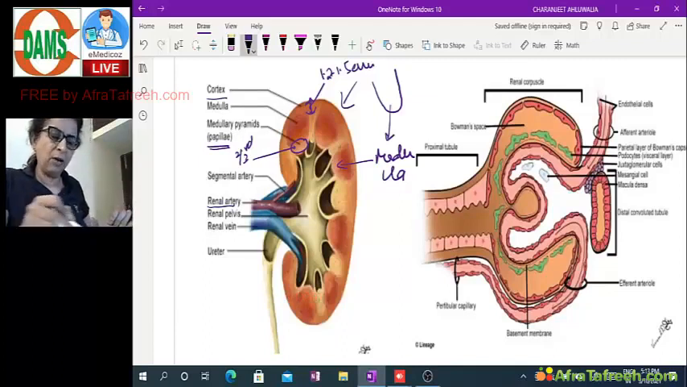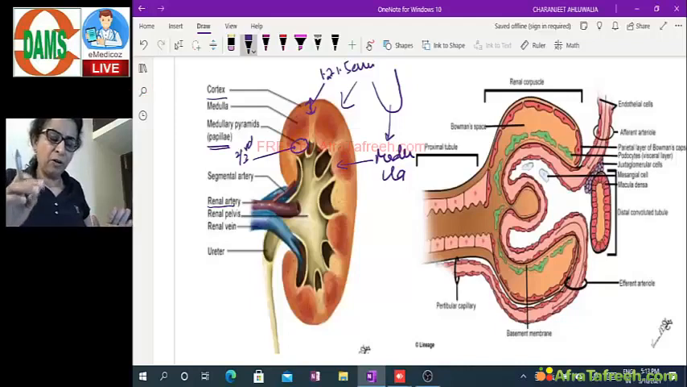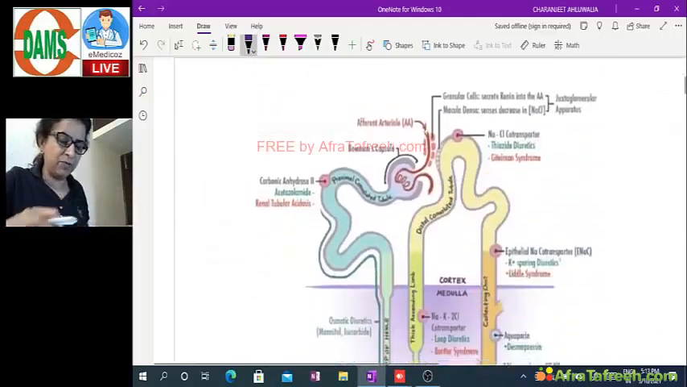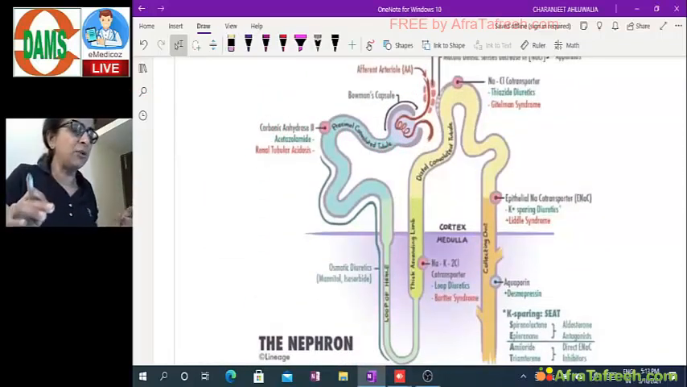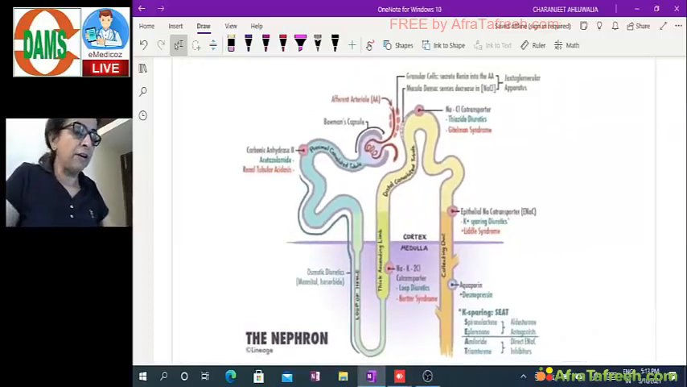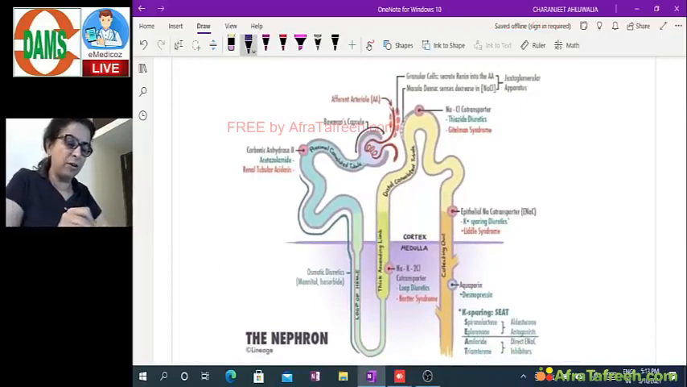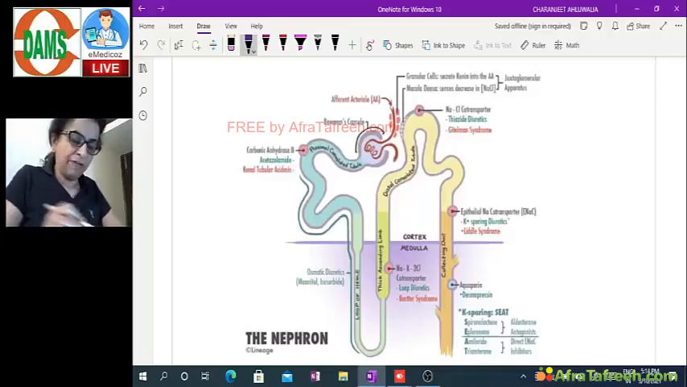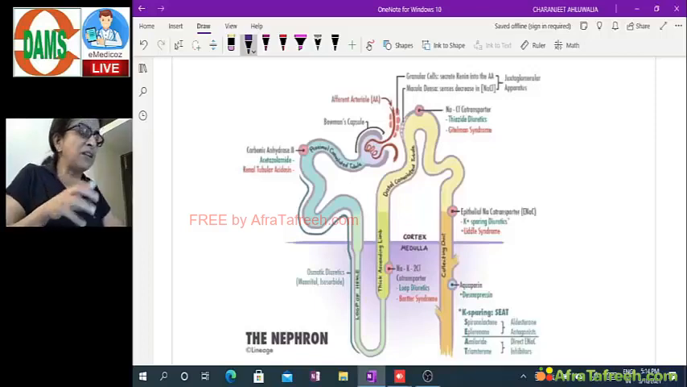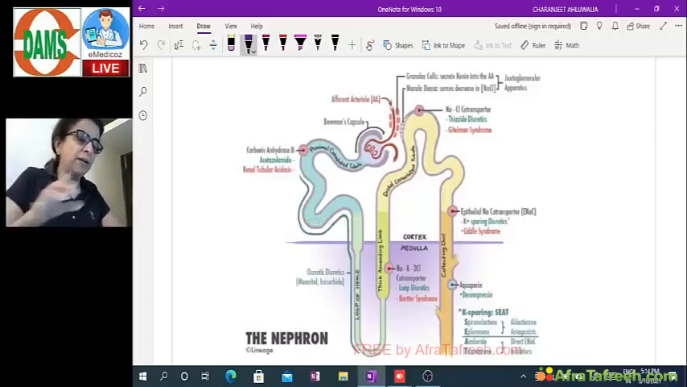Now on this side I have the structure of the Bowman's capsule. We'll come to this later. Let us first look at this. The structural and functional unit of the kidney is the nephron, which I have drawn here. The nephron is the place where blood comes into the kidney, the blood gets filtered, urine is formed and urine goes out.